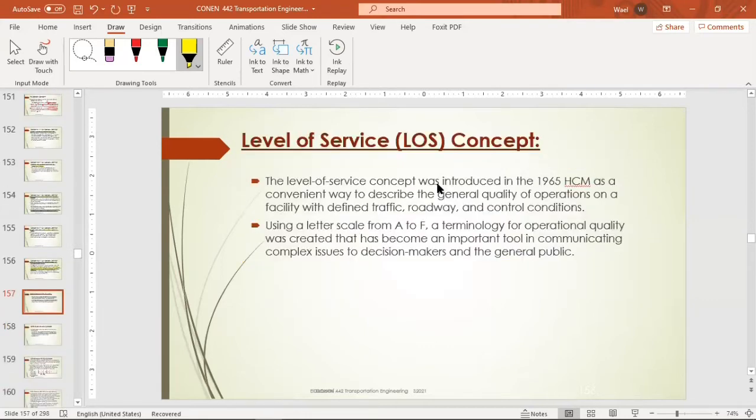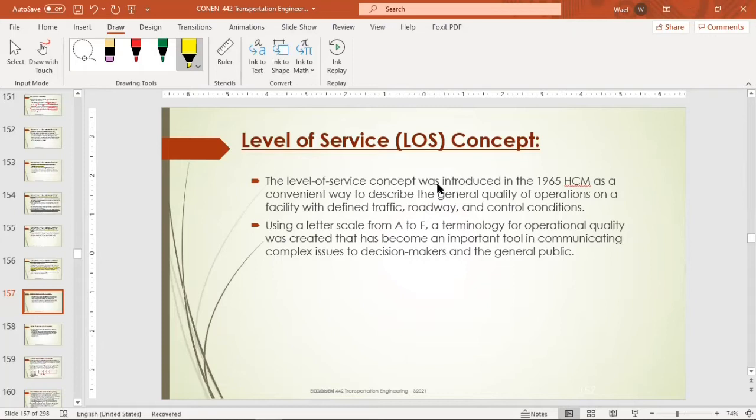There is another concept, which is basically level of service. Level of service was introduced in 1965 as a convenient way to describe the general quality of operations on a facility. It uses a letter scale from A to F. And everybody knows what's A and what's F. If we say that the level of service is A, that's good. If we say it's F, that means it's failing, it's bad.